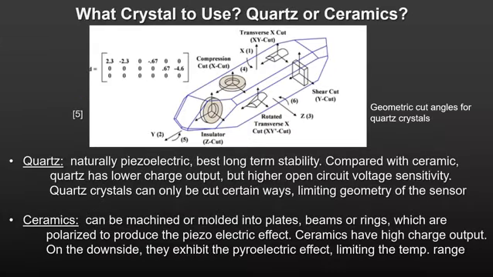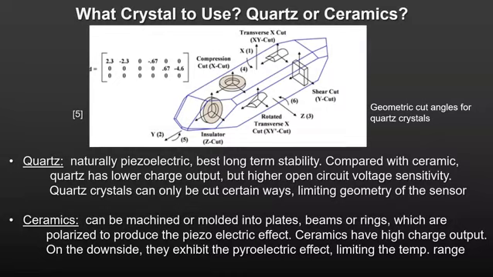The original piezoelectric accelerometers used quartz for the sensor element. Quartz has the best long-term stability. It does not exhibit the pyroelectric effect. This means the quartz does not generate spurious voltage from this effect when heated or cooled. On the downside, quartz has lower charge output than ceramics and high open circuit voltage sensitivity.